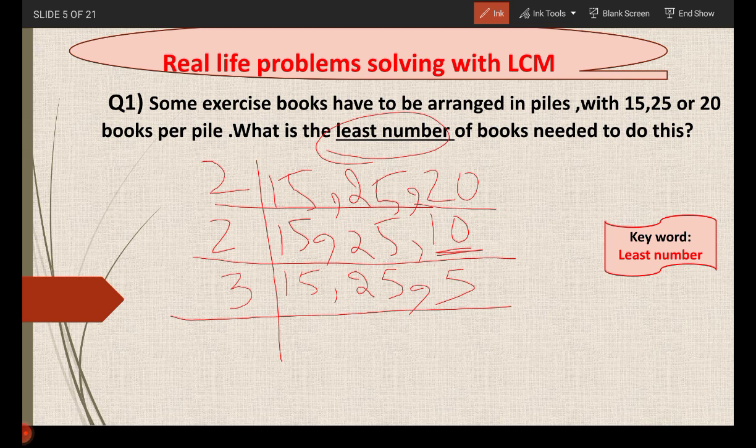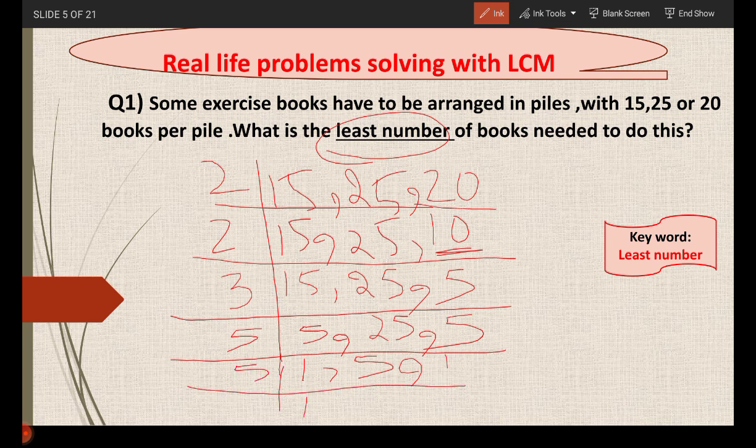Now I am going to move on to 3. In the table of 3, 15 comes 5 times, and the rest of the numbers I write as they are, because they do not come in the table of 3. I have to divide until I get the co-prime number. And what is the co-prime number? It is 1. Now I am going to move on to 5. 5 ones are 5, 5 fives are 25, and 5 ones are 5. Again I divide. As you have noticed, now we have the co-prime number at the end.